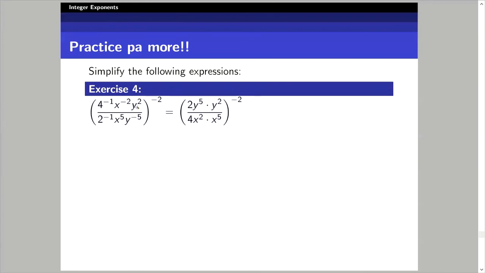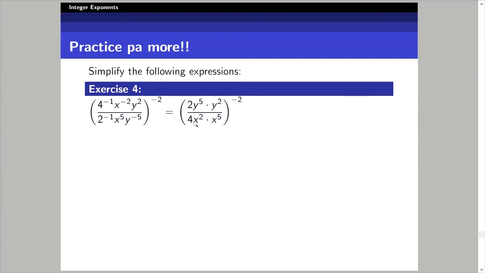You see? Yung y squared, hindi ko na siya nilipat. Okay? Ito siya, oh, y squared. Tapos saan galing ang 2y raised to 5? Ito siya, oh, yung 2 raised to negative 1 at saka y raised to negative 5, inakyat ko. Okay? And then binaba ko naman ang 4 raised to negative 1, x raised to negative 2.